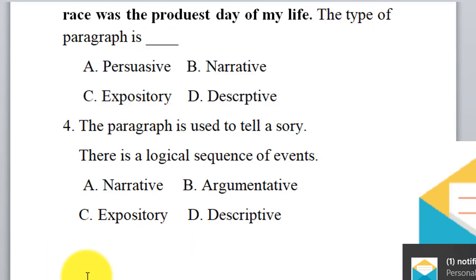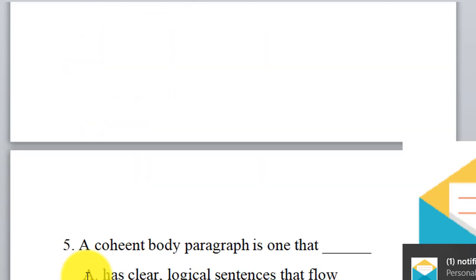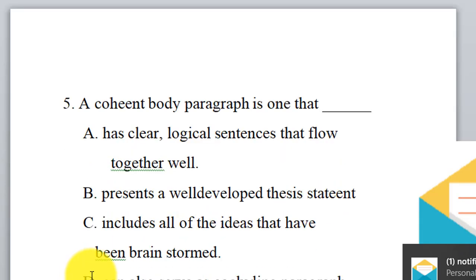A. Fine. Question number 5. A coherent body paragraph is one that... What does coherent mean? Yes. Has a clear logical sequence that flows together. There are clear ideas and the ideas are logically arranged and interwoven with each other, tied to each other, all right?